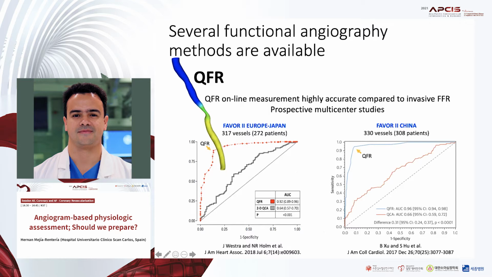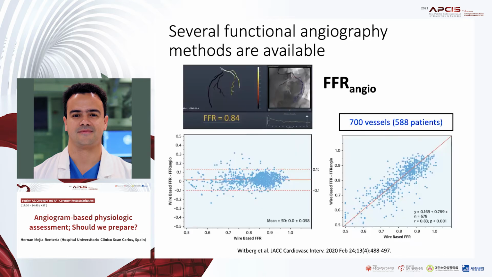QFR is one of the first methods developed to predict FFR using invasive coronary angiography. And importantly, QFR is so far the angiogram-based method with the larger body of evidence. I want to highlight these two prospective international FAVOR studies that demonstrated that online QFR calculation is feasible and is more accurate than conventional angiography in predicting the invasive FFR.